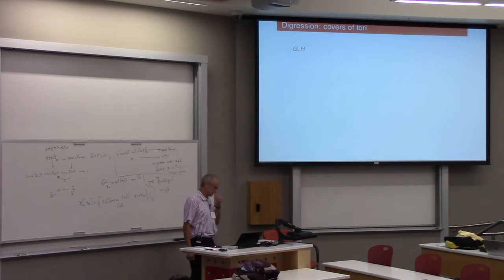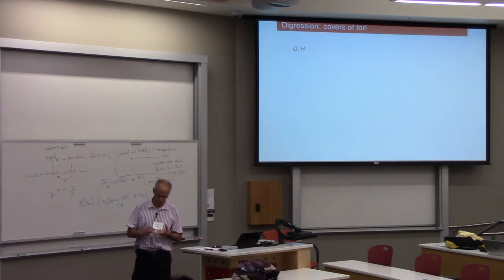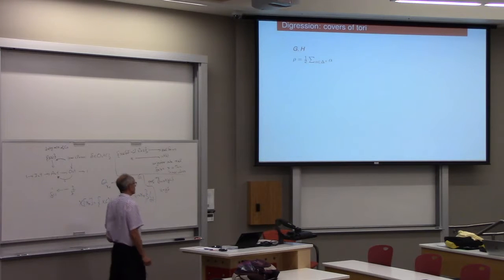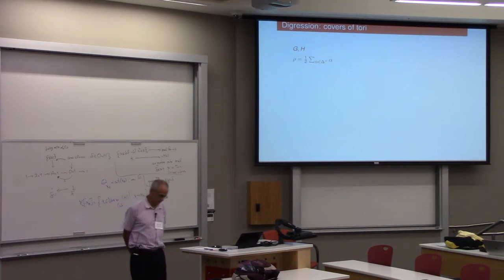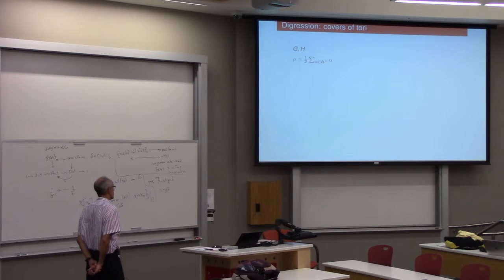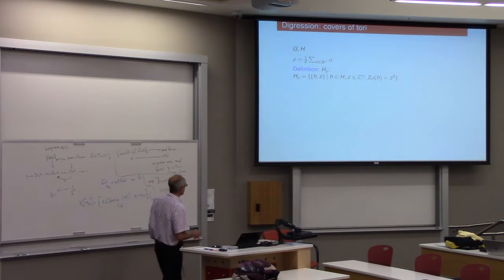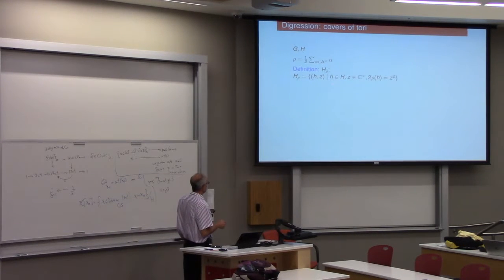Okay, so now's a good place for a quick diversion about covers of tori. David mentioned this business about rho, and he didn't quite say what the resolution of it is, and that's what I'm going to say here. So remember, if you have a set of positive roots, you can take this rho, which is 1/2 the sum of the positive roots, and this may or may not be an algebraic character of T. And there's a group called H rho, which is defined as follows. It's pairs (h, z), where h is in H, z is in C cross, and 2 rho of h, that's a well-defined character, is equal to z squared.